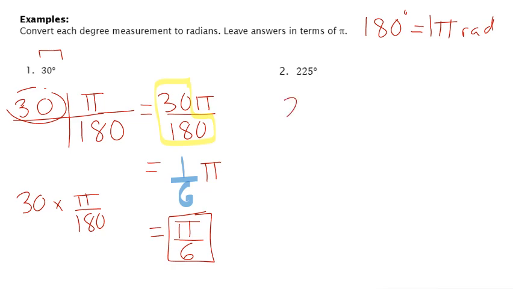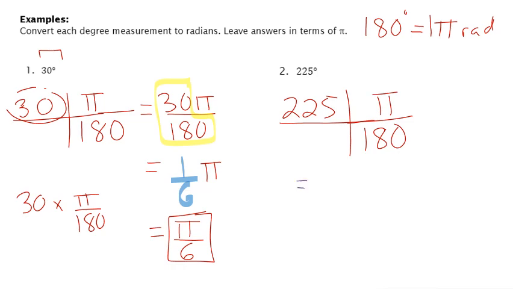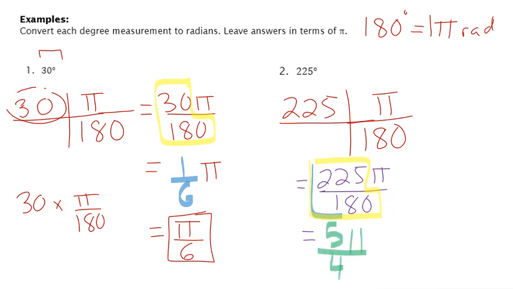Same idea with 225 degrees. So 225 degrees, and for every 180 degrees, that's 1 radian. Same thing, if I multiply across, or I can cross cancel. Then in my calculator, you're not going to type in the actual pi. We're just putting in the 225 over 180. You could do alpha y equals in your calculator, or make it a decimal and then convert it to a fraction. As a fraction, that's 5/4. So we would say 5 pi over 4. And that's how many radians that would be.